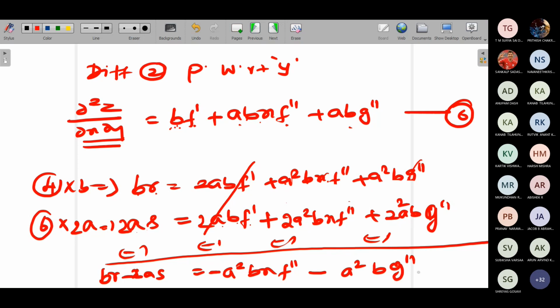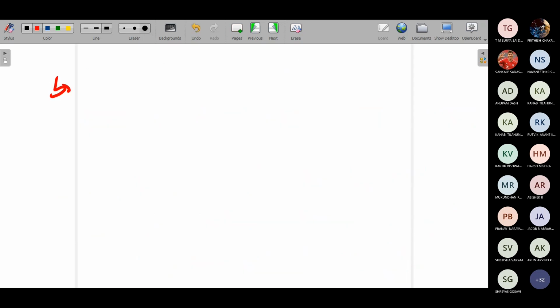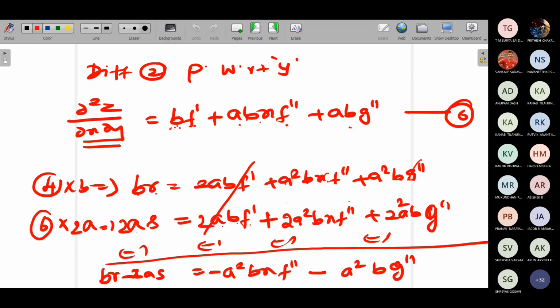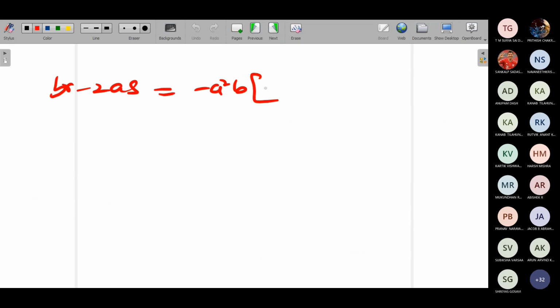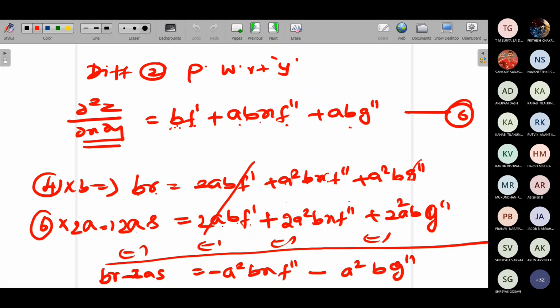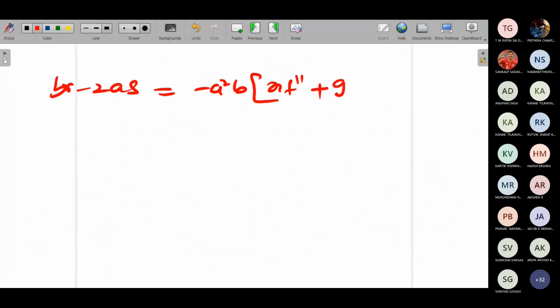I can take minus a square commonly outside, and b also commonly outside. On the left hand side I'll have br minus 2as. On the right hand side I can take minus a square b commonly outside. So what will I get? X f double dash plus, what's the other term I'll get? G double dash.